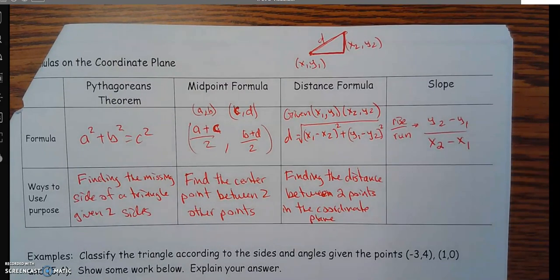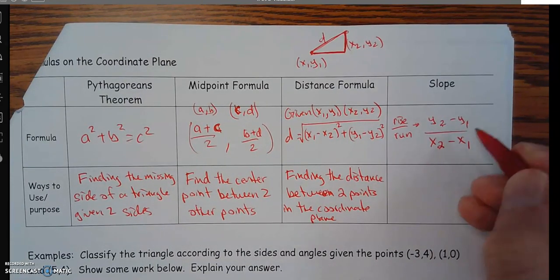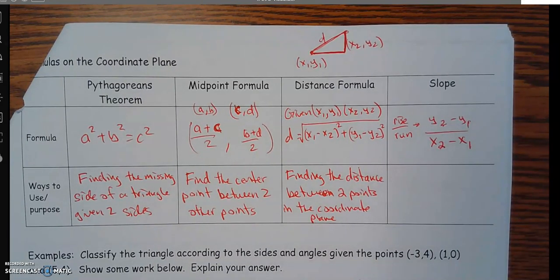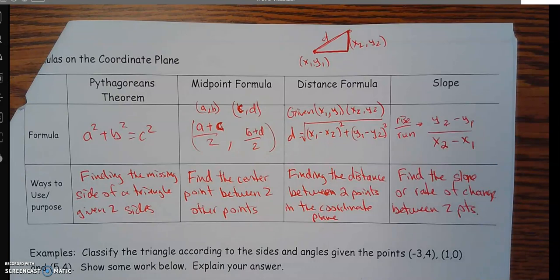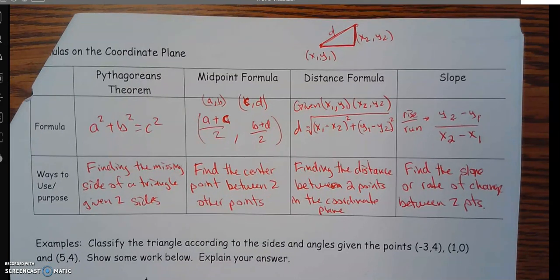If that's 1, that's 1. If I make this one, that's one, and that's two, that's two. So they just have to go together. It's not important what order you choose first, as long as you're consistent with the x's and the y's. Now, this is to find the slope or rate of change between two points.